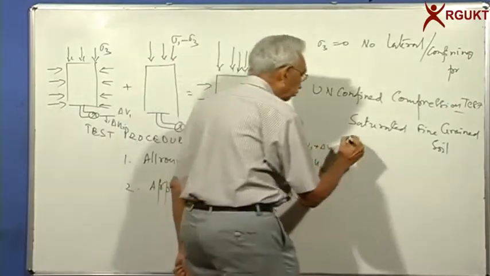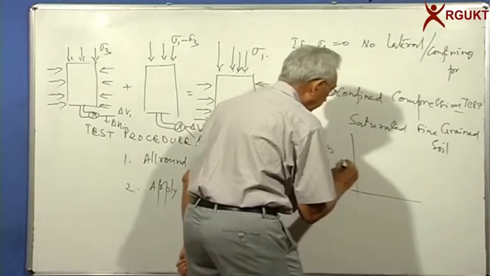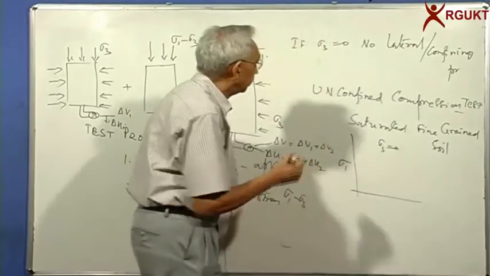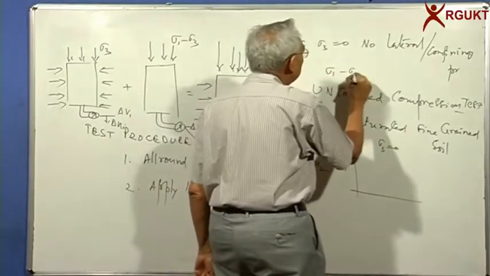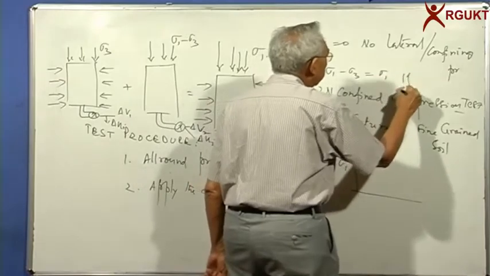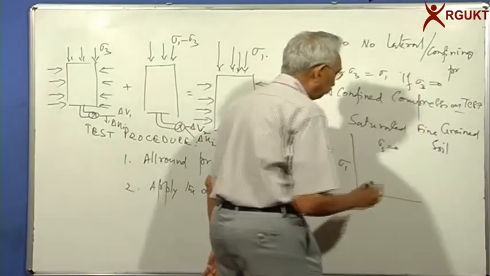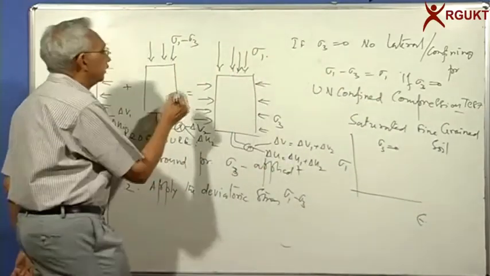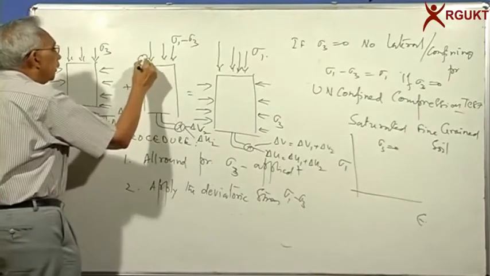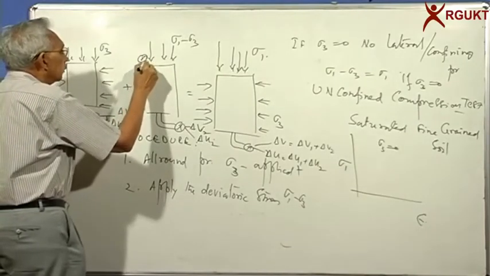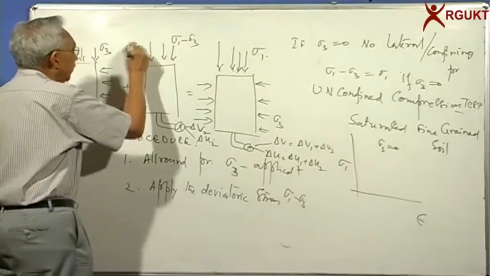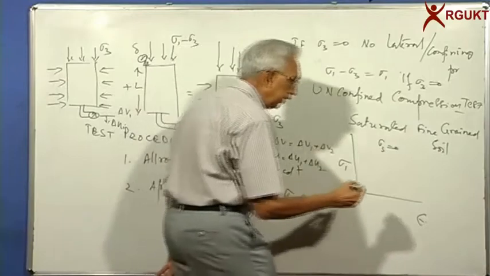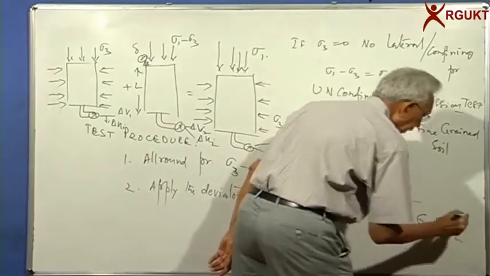So you apply sigma 1. Please remember sigma 3 is 0. So sigma 1 minus sigma 3 is equal to sigma 1, if sigma 3 is equal to 0. And then you measure the vertical strain. How do I get vertical strain? You are going to put a dial gauge on top. So you will have some delta, and you know the length of the sample. So the vertical strain is equal to delta by L.